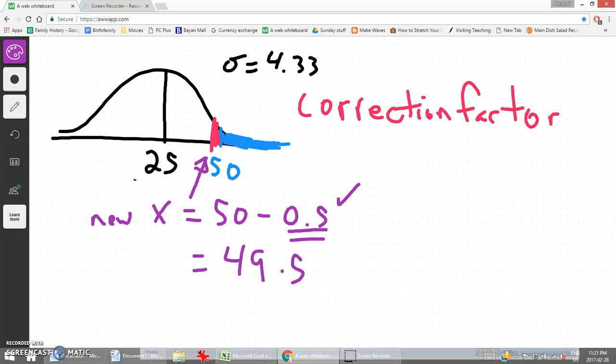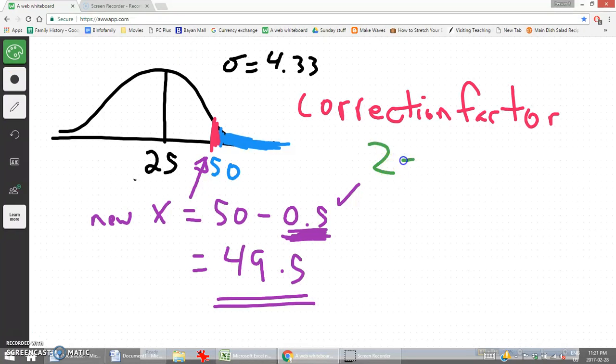The correction factor value is always 0.5, but sometimes, as I've said, we subtract it from that original x, sometimes we add it to that original x. So now that we have the new x value right there, that's the x value we're going to put into our z formula.